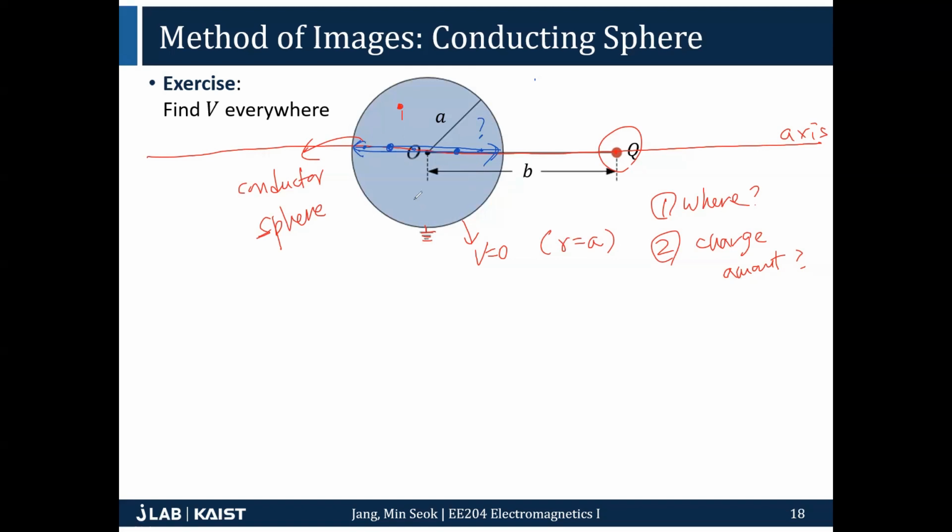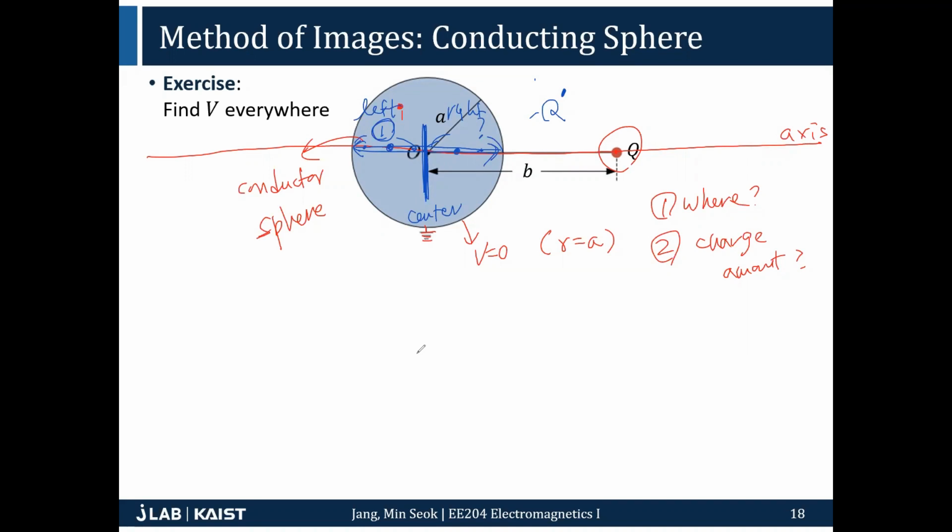Let me ask you a quick question. Let's say this is the center. The image charge, of course, should have a negative polarity, right? It should be a negative charge. We are not sure about the charge amount, so let's say it's negative Q prime. Should it be here, on the left side of the origin, or the right side of the origin? Can anyone answer? Where should it be placed? Right side? Okay, right side.